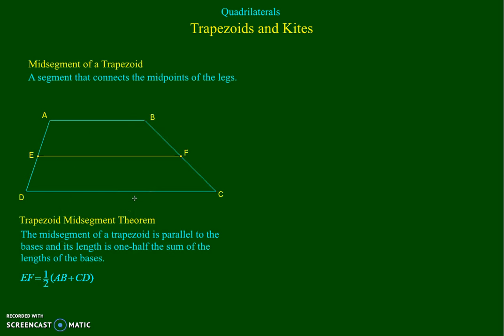The last idea we're going to look at in terms of trapezoids is going to be the trapezoid midsegment. Definition of a midsegment is a segment that connects the midpoints of the legs. So that means that AE is congruent to ED and BF is congruent to FC. The trapezoid midsegment theorem says that the midsegment of a trapezoid is parallel to the bases and its length is 1/2 the sum of the lengths of the bases. So EF here is 1/2 AB plus DC. Let's use this in an example and see what's going on here.